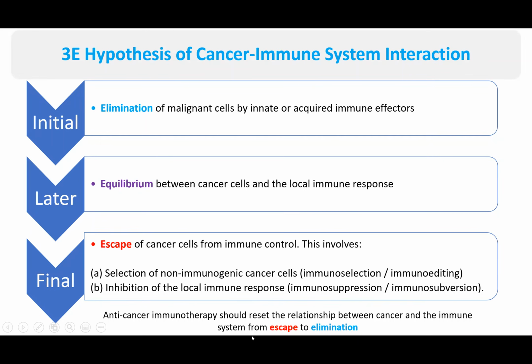And here comes the importance of cancer immunotherapy. So what is the target of cancer immunotherapy? Cancer immunotherapy will try to reset the relationship between the cancer and the immune system from escape to elimination. We will try to reverse this third phase of escape into elimination. We will try to stimulate the immune system again and reactivate it by different strategies and using different engineering tools to make the immune system again able to eliminate the cancer cells.